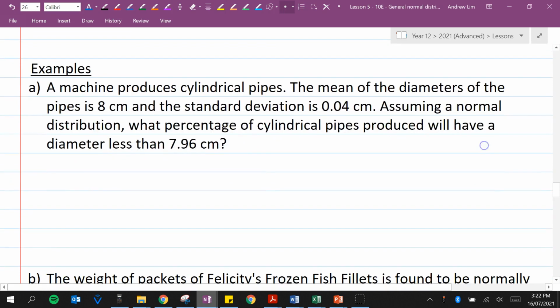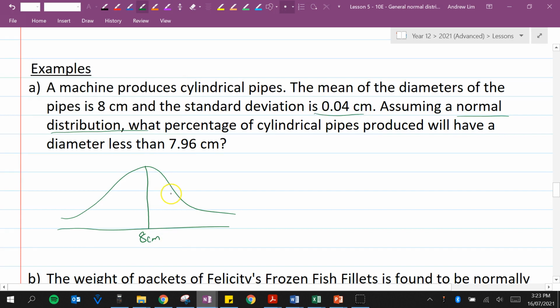Okay. A machine produces cylindrical pipes. The mean of the diameters of the pipes is 8 centimeters, and the standard deviation is 0.04. Assuming a normal distribution, what percentage of cylindrical pipes produced will have a diameter less than 7.96 centimeters? Now, normally when I do these, I like to actually draw it out. So whenever I see the word normally distributed, or a normal distribution, I draw my bell curve, and I put my mean here. Now it says the mean is 8 centimeters, with a standard deviation of 0.04.